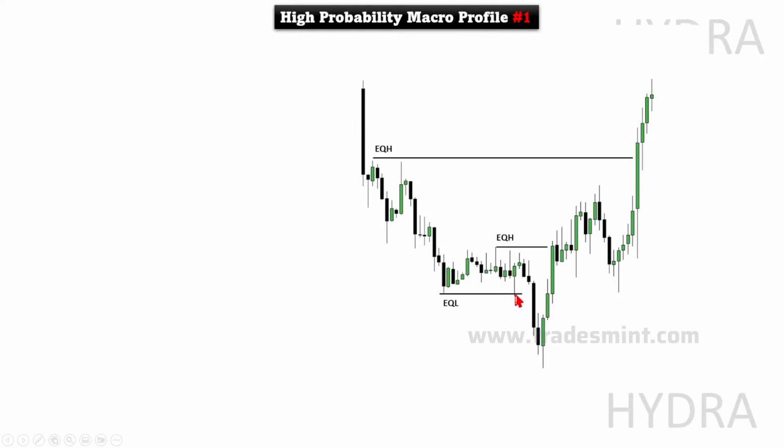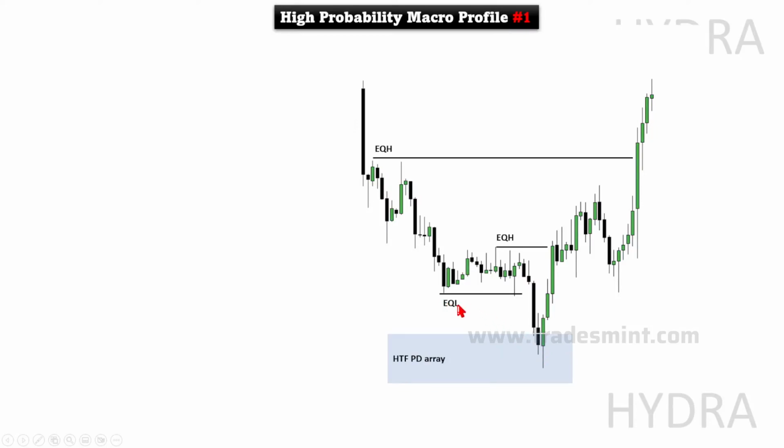What do you guys see here? Price tapped here below these relative equal lows. We are not executing here. Why? Because we are waiting for price to get inside our higher time frame PD area. So once price gets inside our higher time frame PD area, that's when we'll be looking for a trade setup, and that's where our high probability condition will be happening.